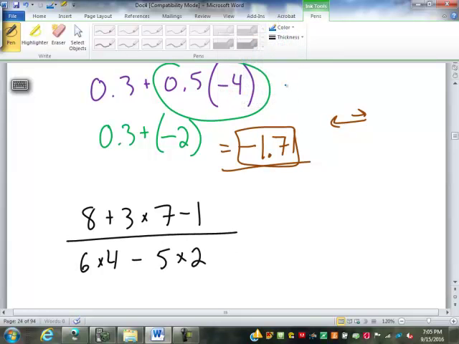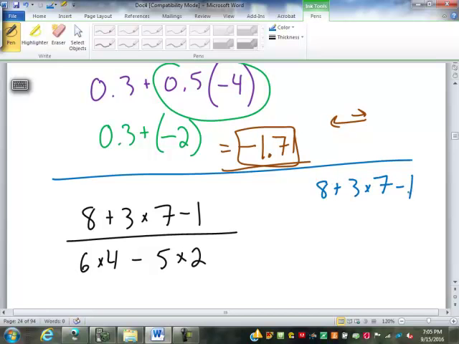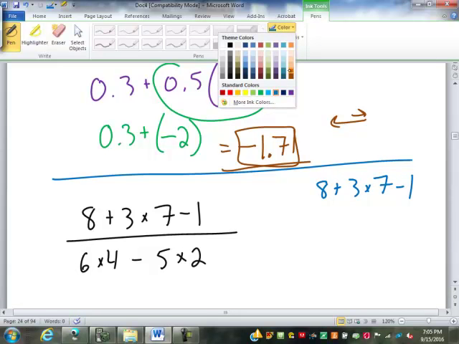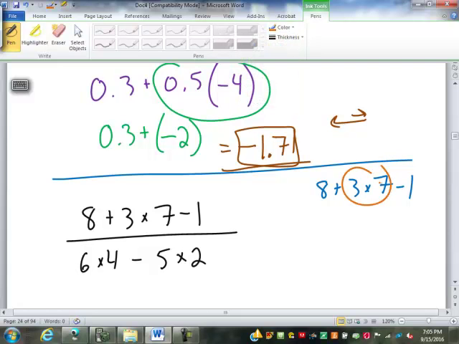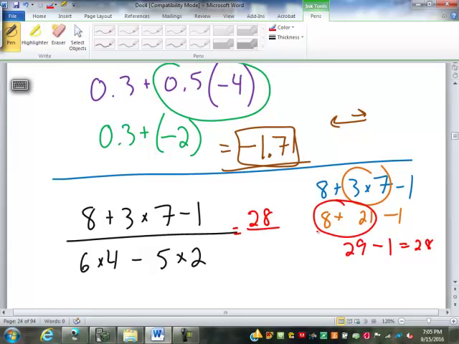How about something like this? Tell me where to start. You gotta do everything on top first. So I'm going to rewrite that. What do I have to do up there? 3 times 7 is 21. And then addition and subtraction, left to right. 8 plus 21 is 29. Minus 1, 28. The top is 28. What's next?